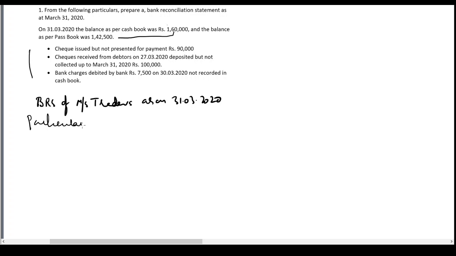Particulars, rupees, and rupees. Now I have to take either the cash book balance as the starting point and arrive at the passbook balance, or start with the passbook balance and arrive at the cash book balance. Initially, for a few problems, we'll start with the cash book balance and try to arrive at the passbook balance. Favorable balance as per cash book. It is 1,60,000.